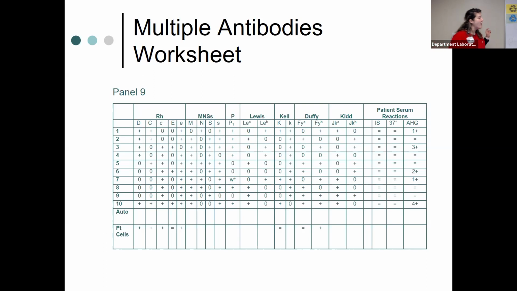All right, so when you have a patient that reacts like this, you want to break it down. Why is panel cell 10 a 4+, but panel cell 1 is a 1+? They're at the opposite ends of the spectrum. Panel cell 1 is reacting very weak. Panel cell 10 is reacting very strong. All right, why is that?